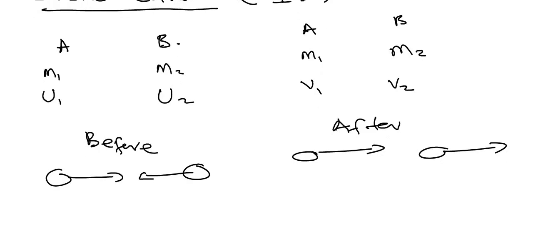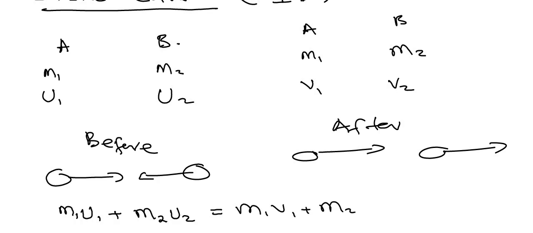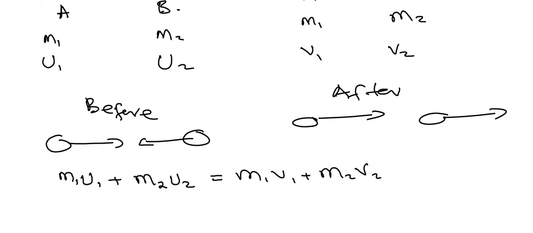So if this is elastic, meaning they're independent, the initial momentum of A, which is mass 1 times U1, plus the initial momentum of object B, which is M2 and U2, is equal to mass 1 and V1 plus mass 2 and V2. So this is the equation that we use if we're having elastic collision in one dimension.